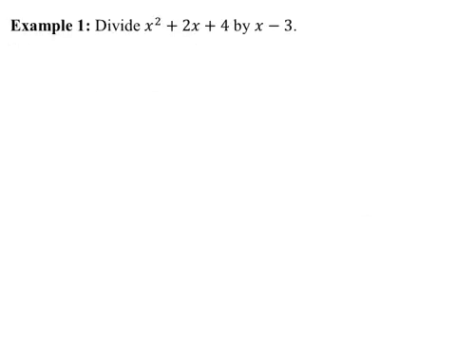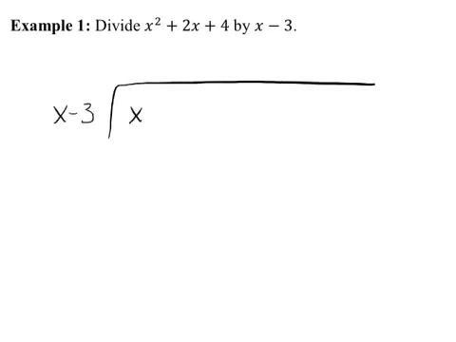Now let's take a look at our first example. Divide x squared plus 2x plus 4 by the quantity x minus 3. So we start with long division, same idea. We put x minus 3 on the outside. We put x squared plus 2x plus 4. And what we see is that we have an example similar to the last one.